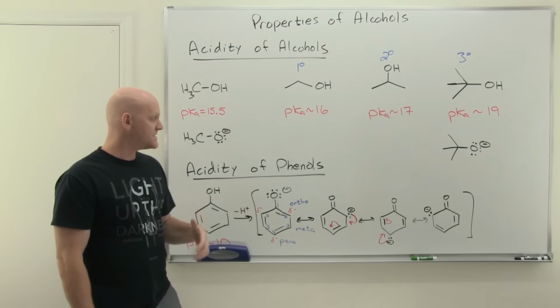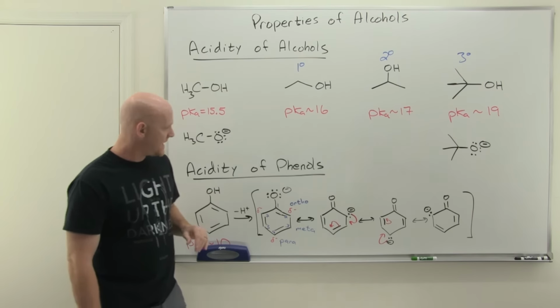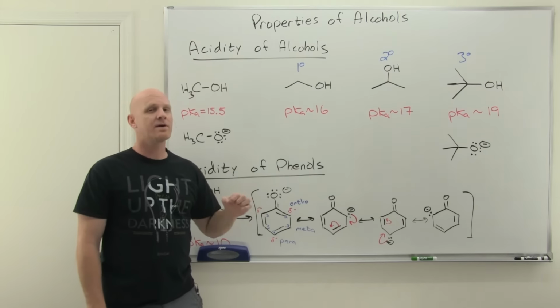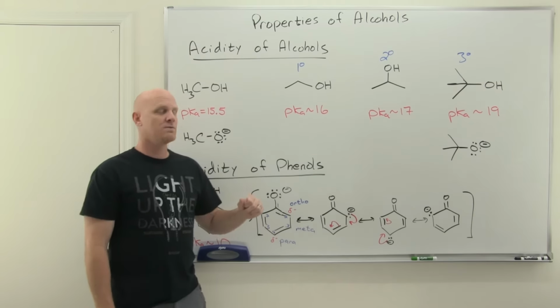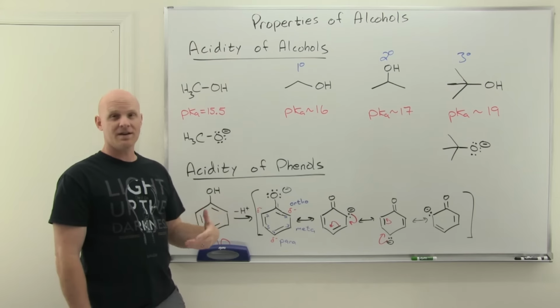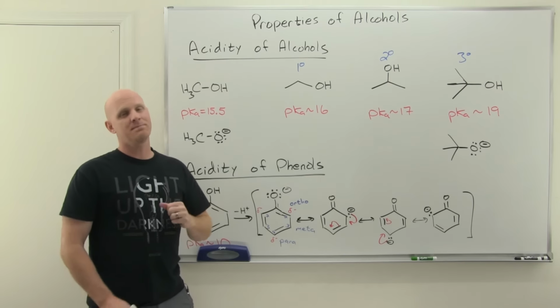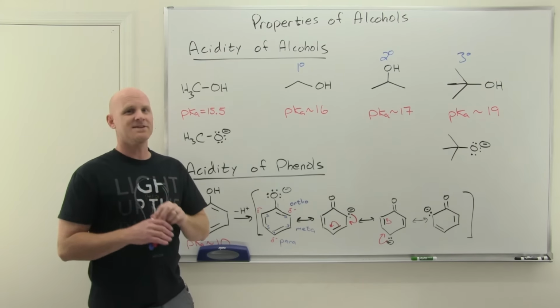And what's going to be important is remembering that the negative charge is shared for that conjugate base, the phenoxide ion, on the ortho and para carbons, but not on the meta. We'll find out then different groups that can alter the acidity are going to have the biggest impacts on the ortho and para, less of an impact on the meta, as we're about to see.